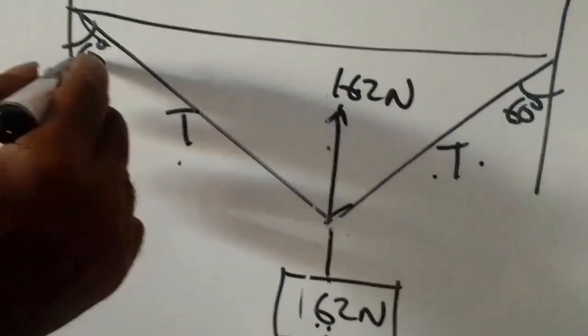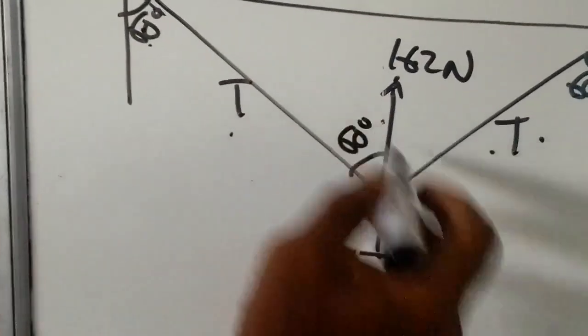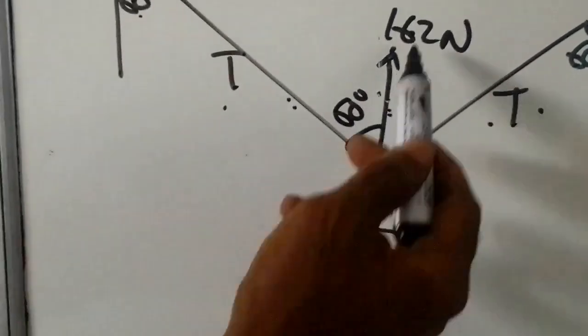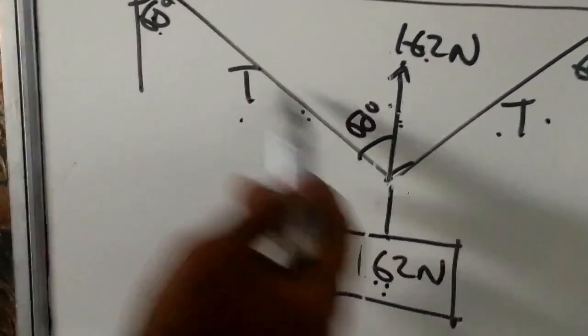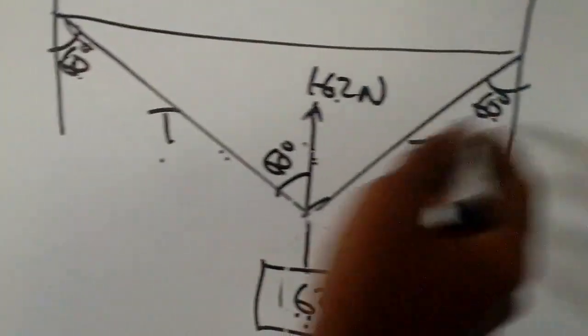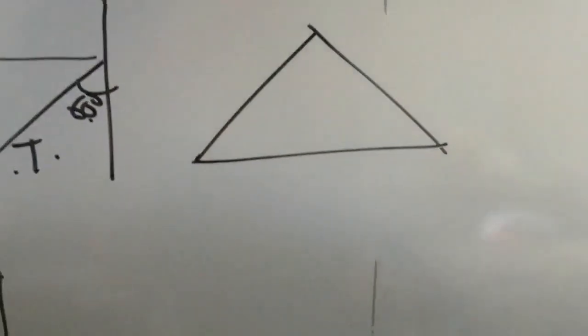Now the angle here is 60. The angle here is going to be 60. We'll find the angle between the load and each of the handles. The angle here is 60 by virtue of alternate angles. The angle here is 60, and the angle here is also 60 by virtue of alternate angles. Now to solve this problem, we need to draw a triangle using the principle of triangle of forces.